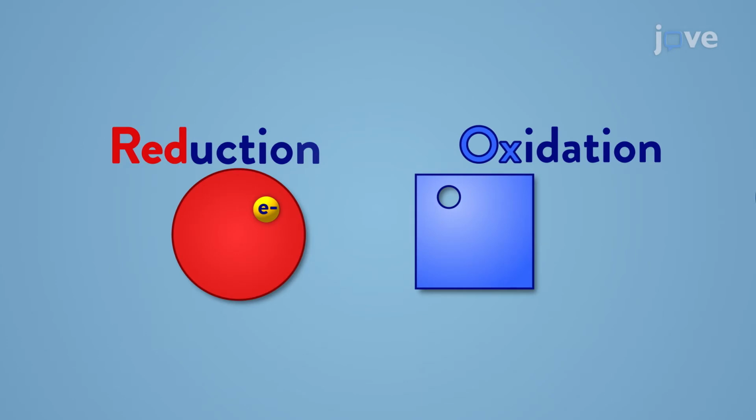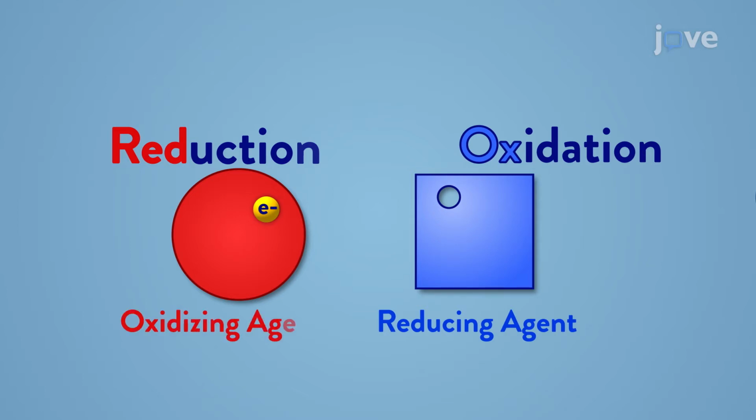The molecule that is oxidized is called the reducing agent because it reduces the other reactant. Similarly, the molecule that is reduced is called the oxidizing agent because it oxidizes the other molecule.